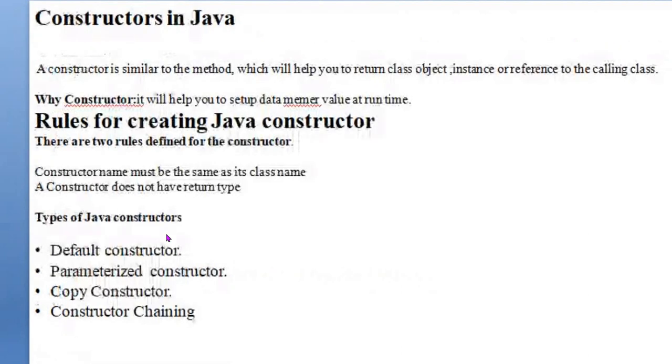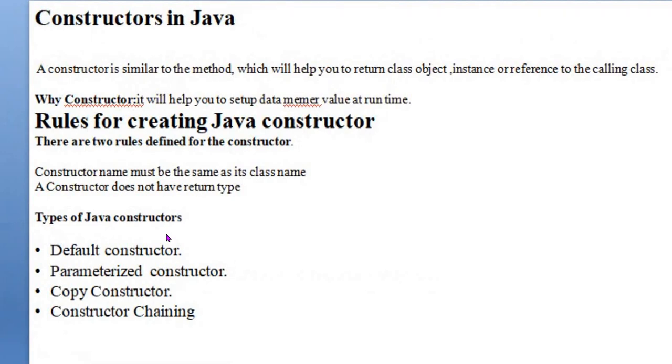Then constructor in Java. Constructor is similar to a method, which will help you to return the class object, instance or reference to the calling class. Then why are we using a constructor? Constructor will help you to set up the data member value at runtime.